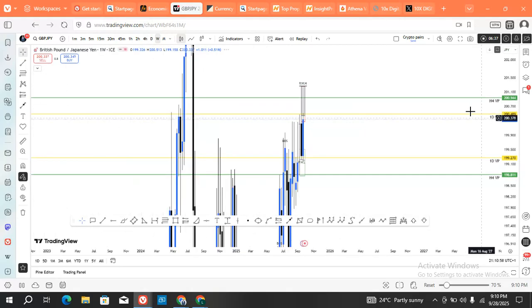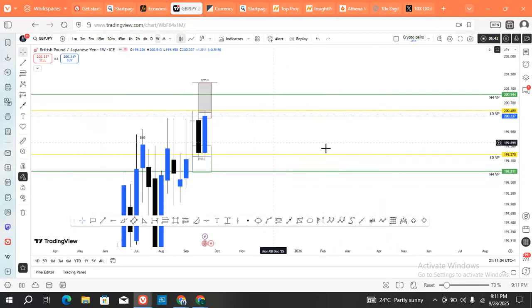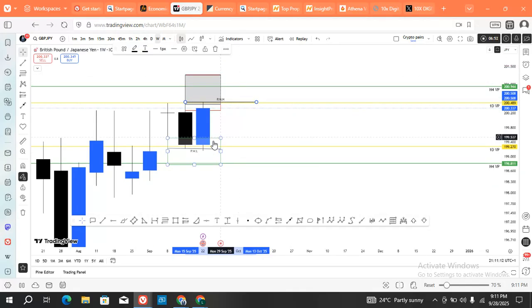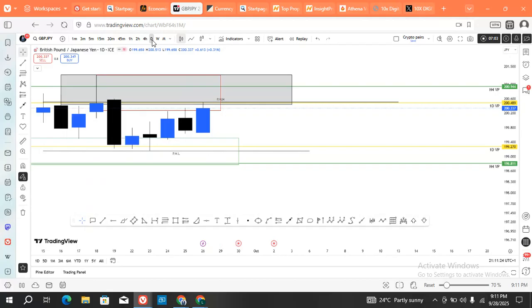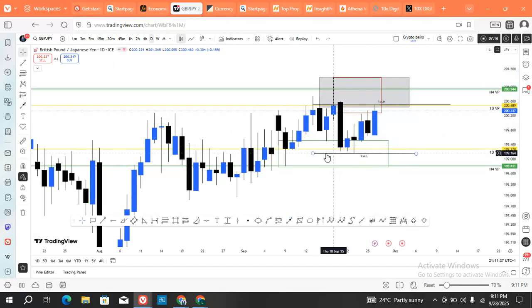So for this week, for us to update this, let's go to the weekly time frame. On the weekly time frame, we mark out the previous week high. This is the previous week high, and we mark out the previous week low over here. Then we go to the daily time frame. On the daily time frame, we mark out the daily supply. So this is daily supply. This daily supply still holds over here. This daily supply still holds, and this daily demand still holds as well.